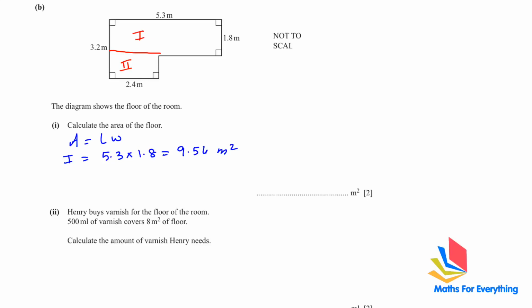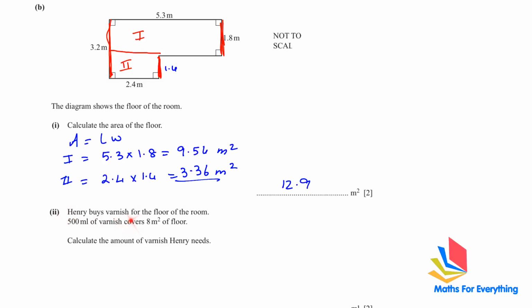For the second part, we have the length, but we don't have the width. This is our width. To find the width, from 3.2 subtract 1.8 and we will get 1.4. This is 1.4. This is 3.36. So the total area, you add it up, you will get 12.9 square meters.